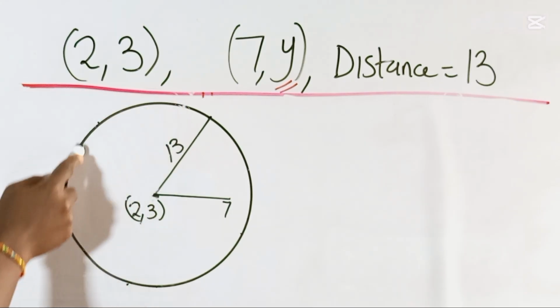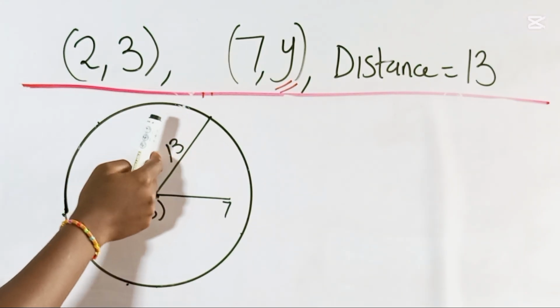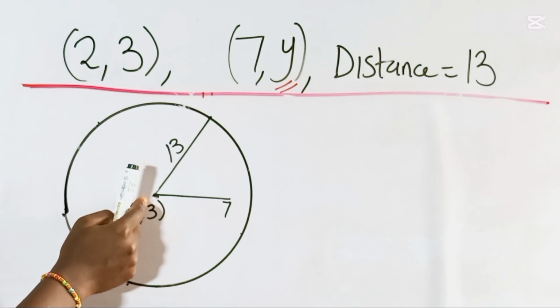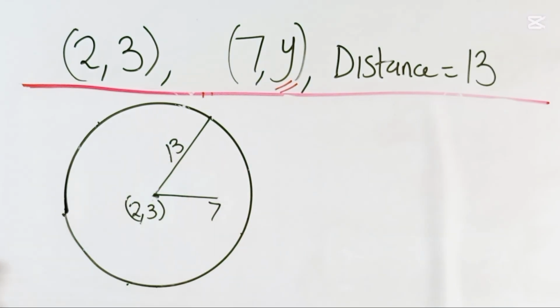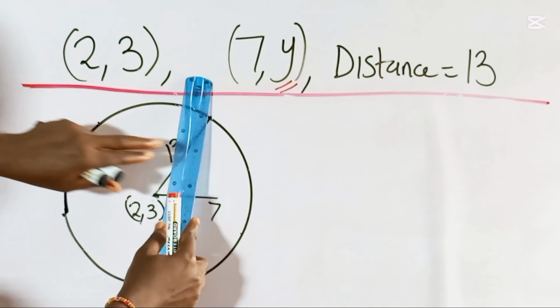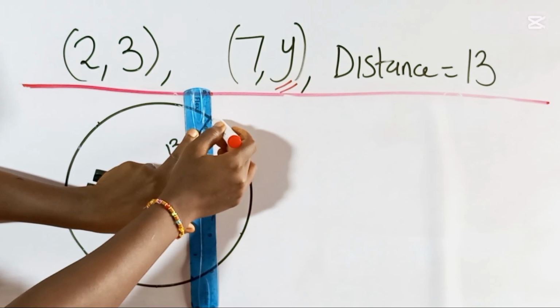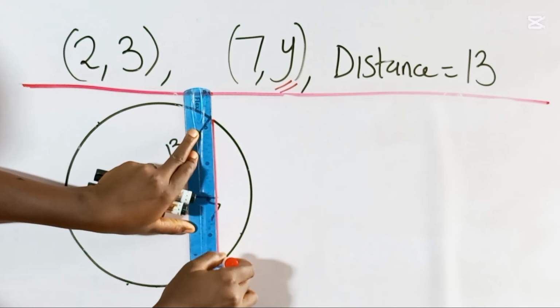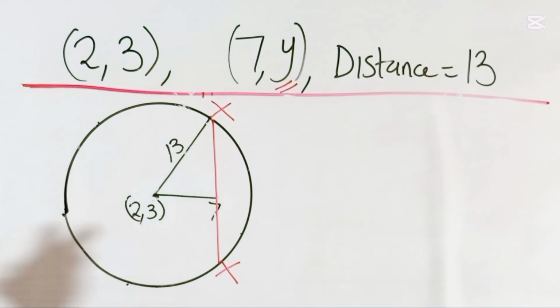Remember, we are not looking for all points. We are only looking for the point that is 13 units away from this fixed point and is where x equals 7. So to get that point, we draw a vertical line. This vertical line from where x equals 7 intersects the circle at 2 points. We have one up here and one down here. So this explains exactly why we got two answers for this missing coordinate.